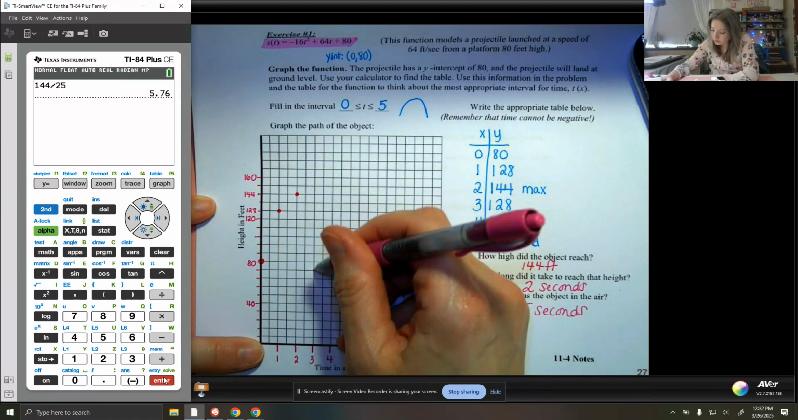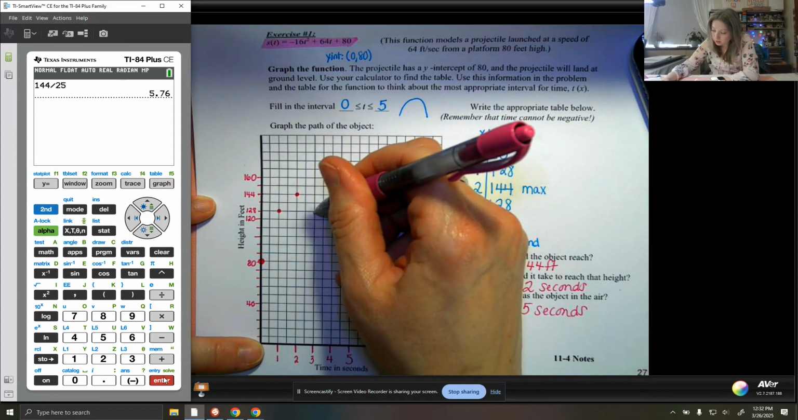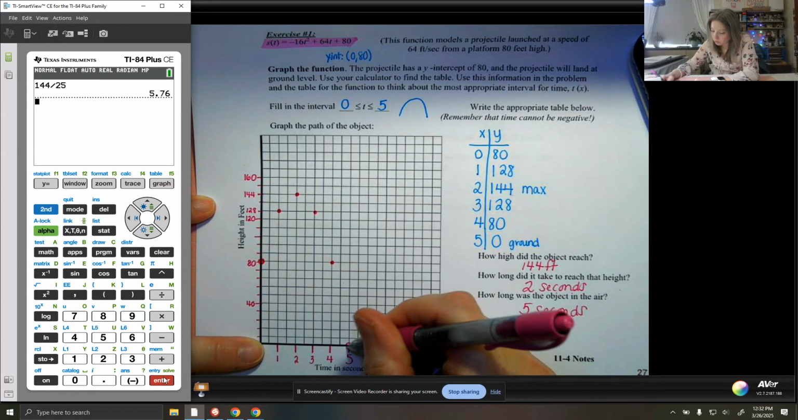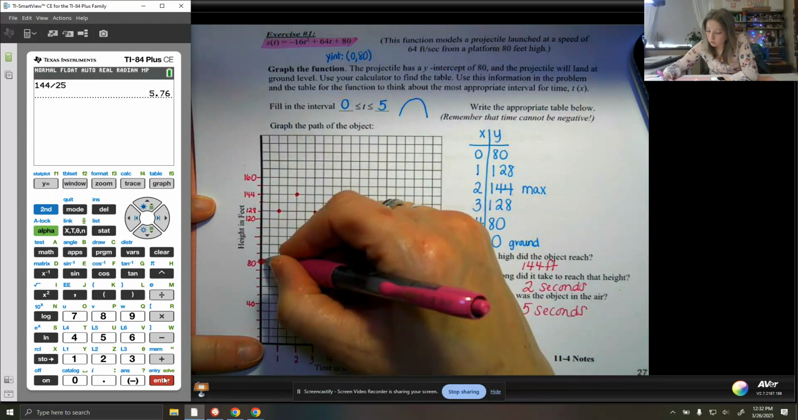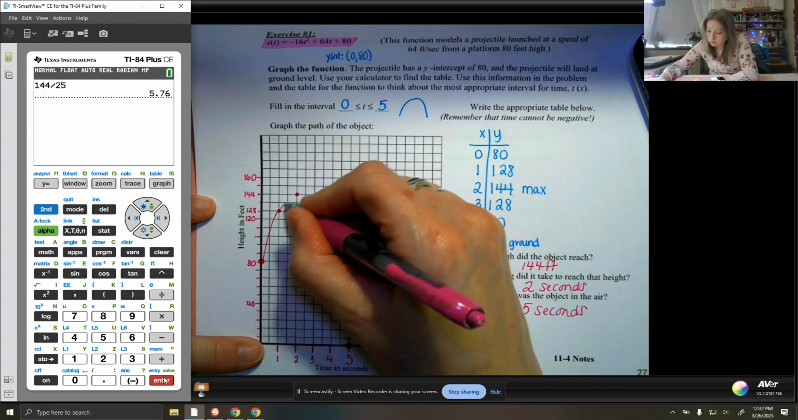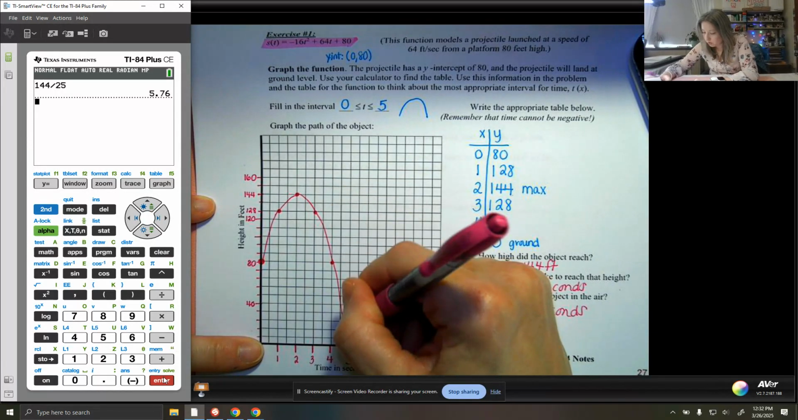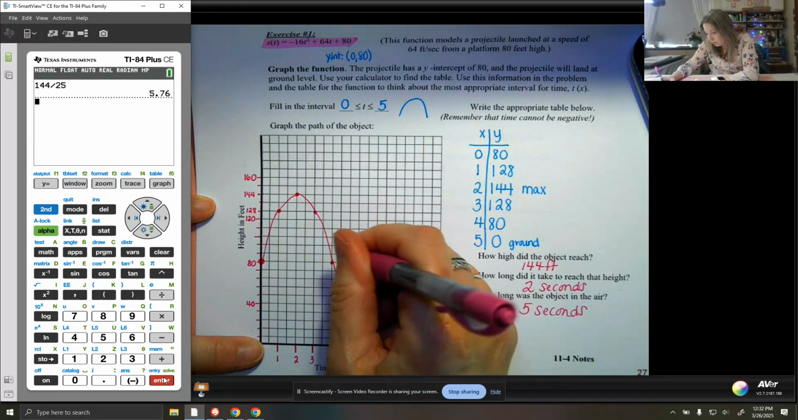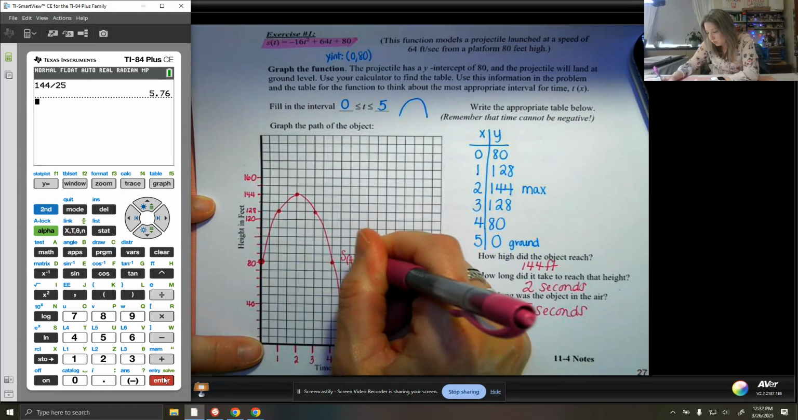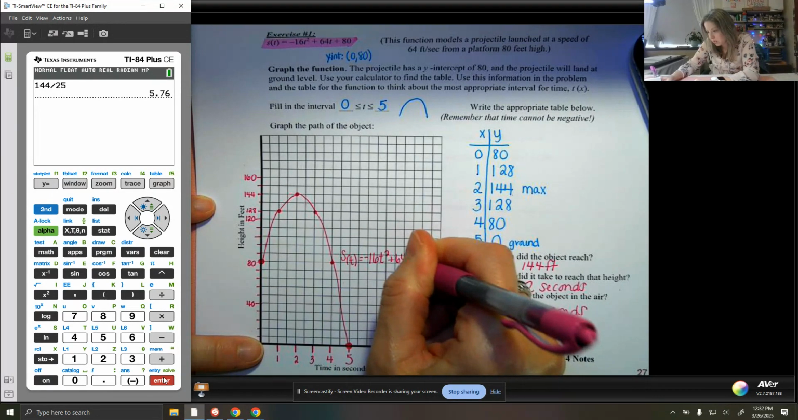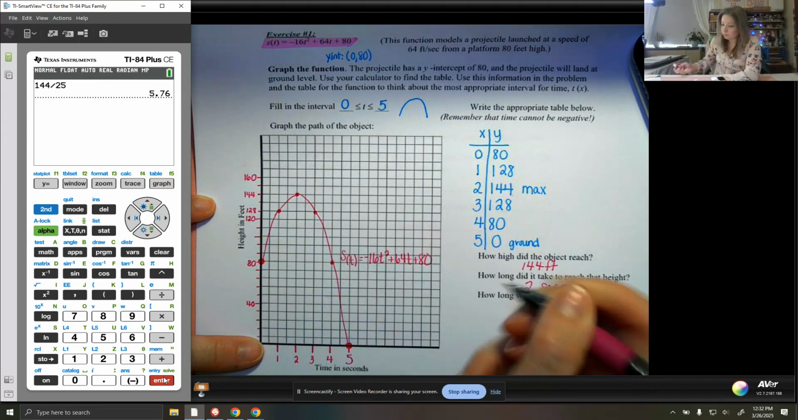At 3 seconds, we were back to 128. At 4 seconds, we were back to the platform at 80 feet in the air. And at 5 seconds, we were at the ground. All right, and now we'll connect. And everything we put on the graph, we put a label on. This is S of t equals negative 16t squared plus 64t plus 80.